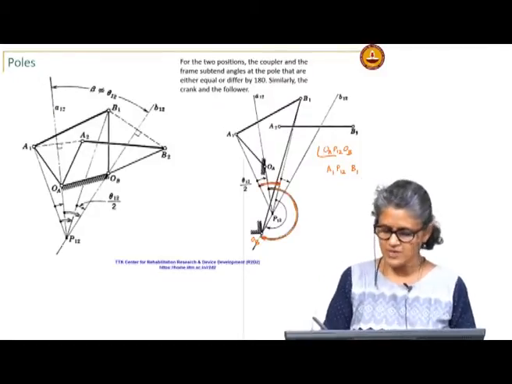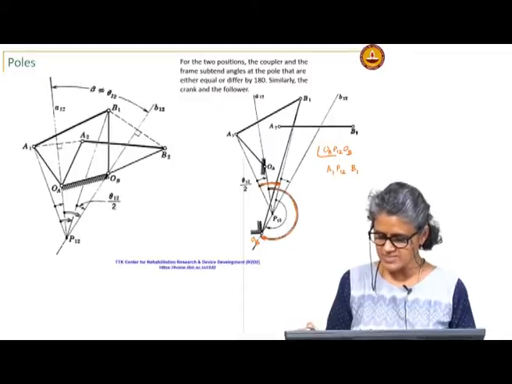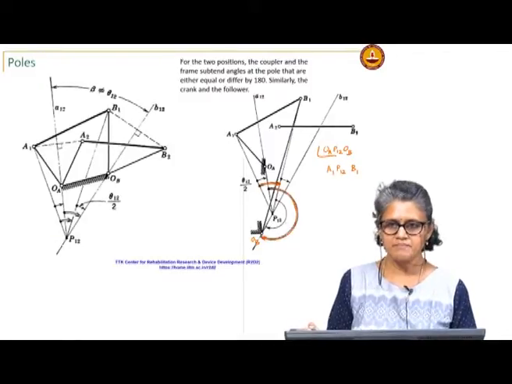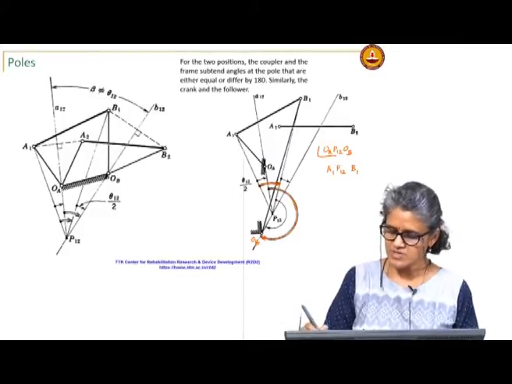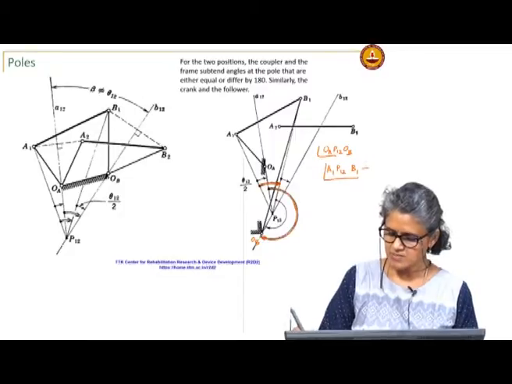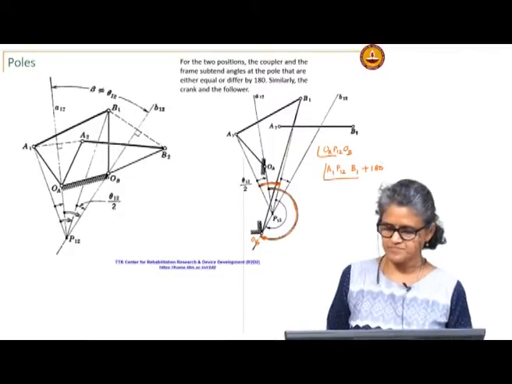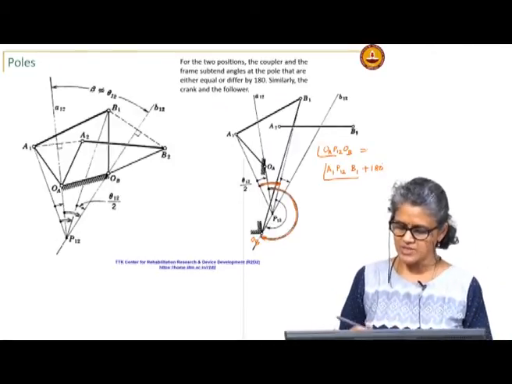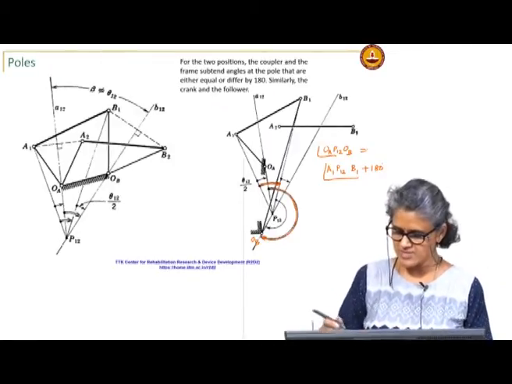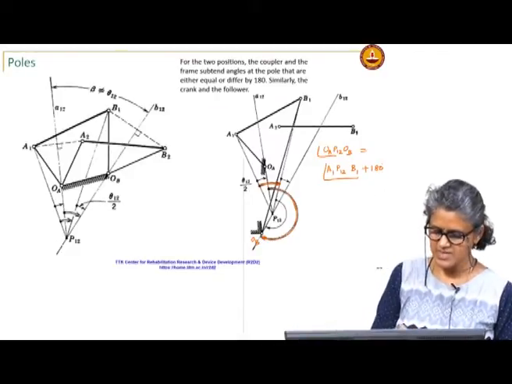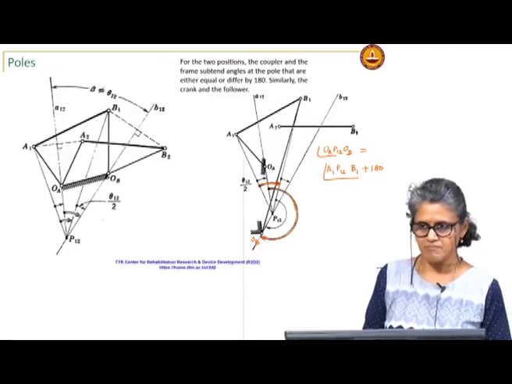Okay. So, you can see that these two angles differ by 180. So, this equals this plus 180. When the pivot is on the other side of the pole, you will find that they differ by 180. When they are on the same side, they are equal, in this case.